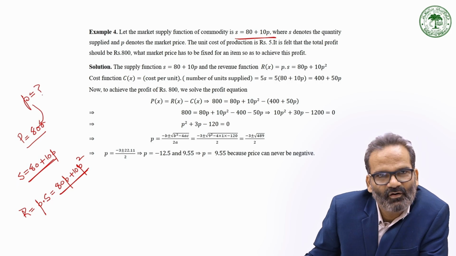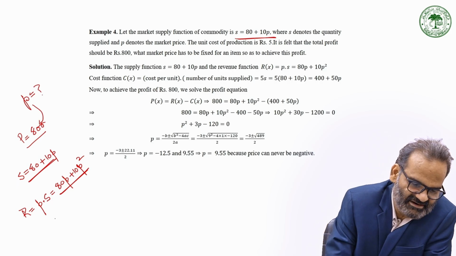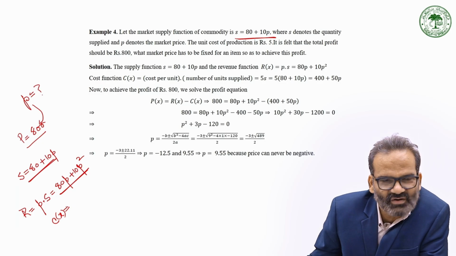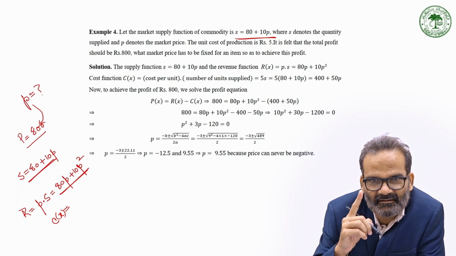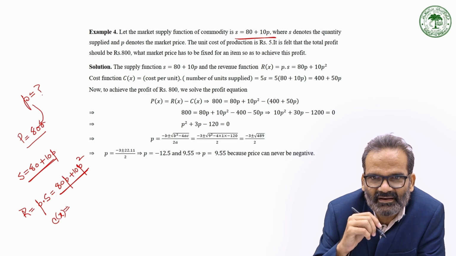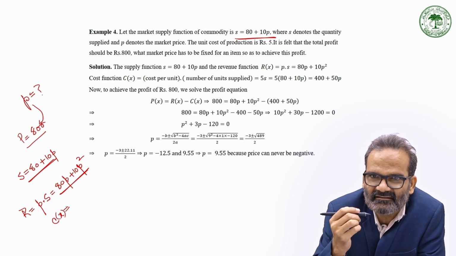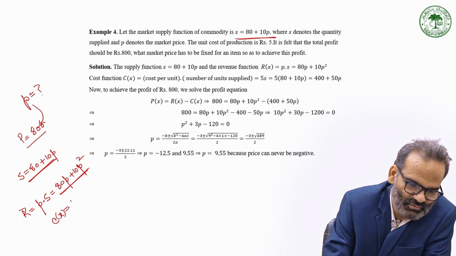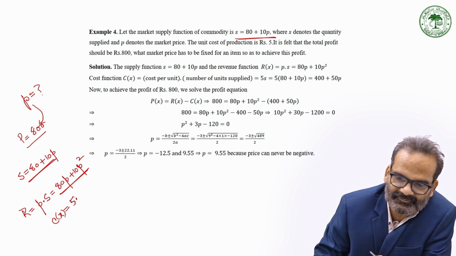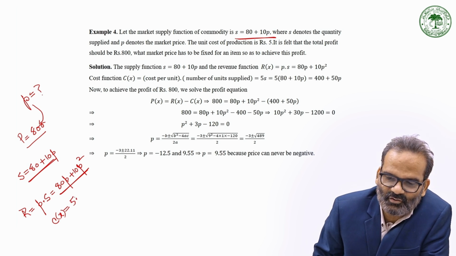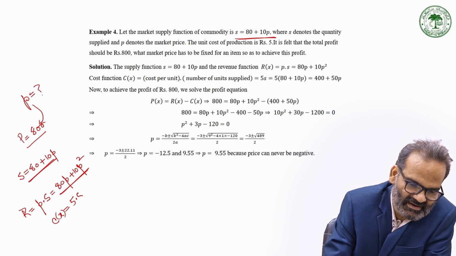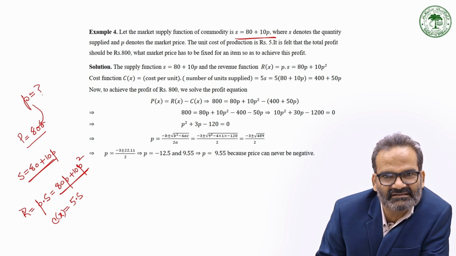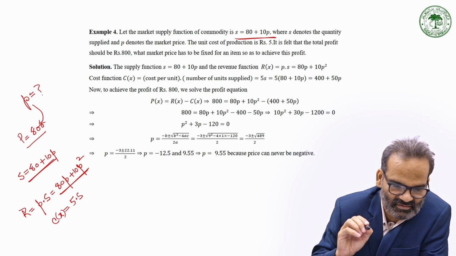Right? Now, how will we calculate the cost function? See, the cost function C equals cost per unit, the price of an individual commodity, multiplied by the number of units supplied. The price of an individual unit is rupees 5 and the quantity supplied is S. So 5S represents your total cost function.